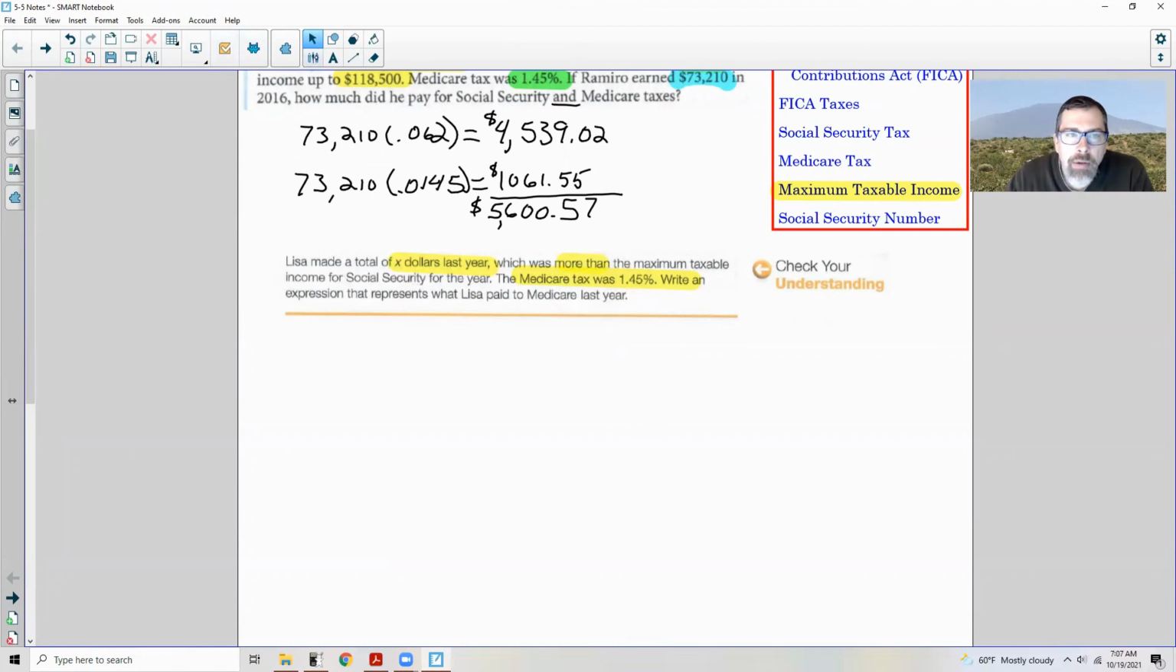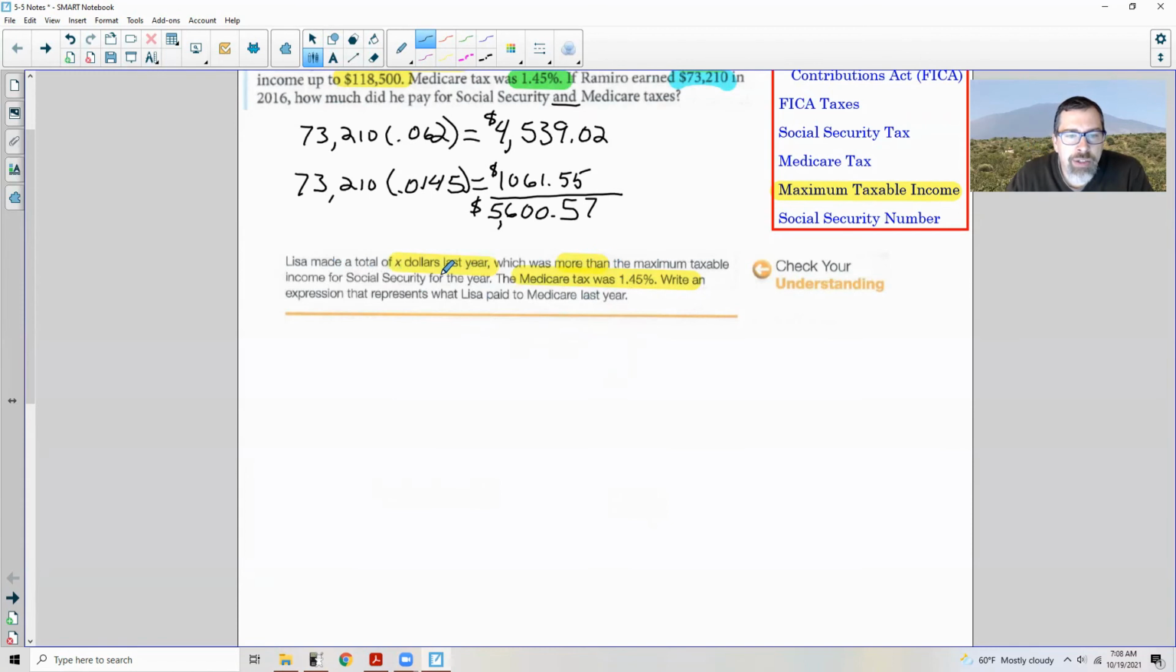So what we're going to do is, Lisa made a total of X dollars last year, which was more than the maximum taxable income for Social Security that year. The Medicare tax was 1.45%. Write an expression that represents what Lisa paid to Medicare last year. That was just more than the maximum taxable income for Social Security, but Medicare's separate. So they're trying to throw us there. I had to think for a second. More than, so we're not trying to calculate Social Security here.